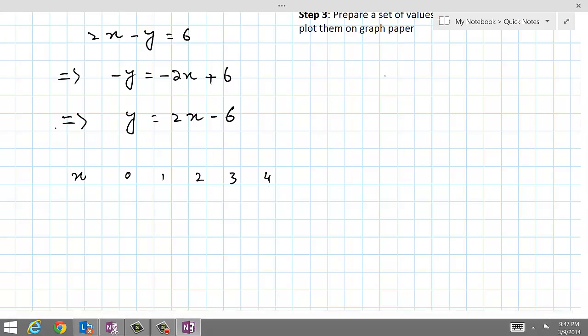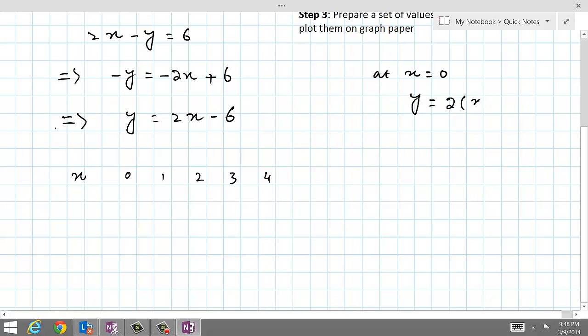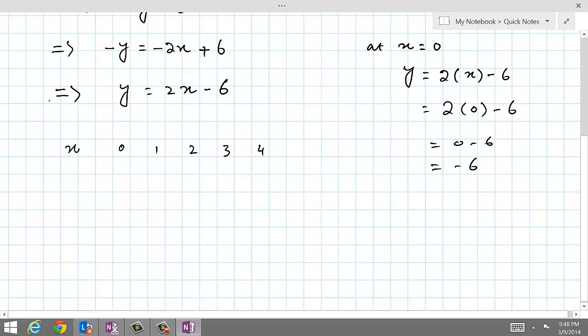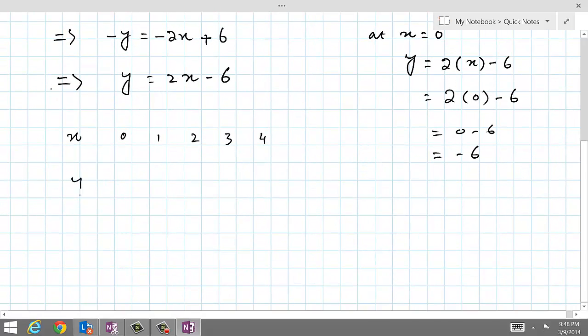At x equal to 0, what will be the value for y? y is equal to 2 times x minus 6, so when x is equal to 0, this is 0 minus 6, which is equal to minus 6. So when x is equal to 0, y is equal to minus 6. When x is equal to 1, y is equal to 2 times 1 minus 6, which is equal to minus 4.